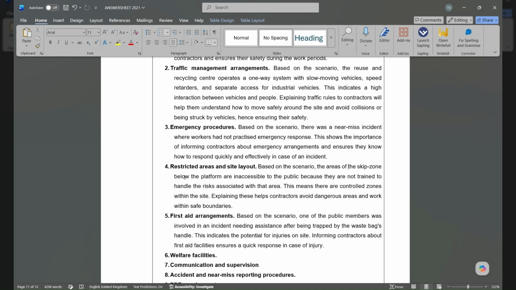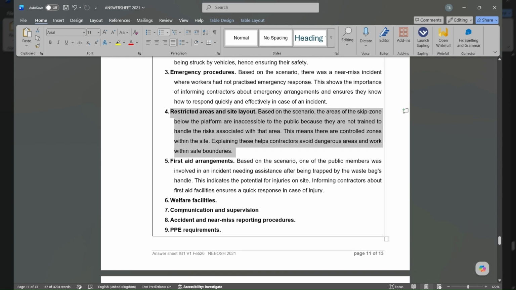Explaining this helps contractors avoid dangerous areas and work within safe boundaries. These are very easy points as long as you explain them to the examiner that this is what I understand. He will give you the complete mark without thinking twice.